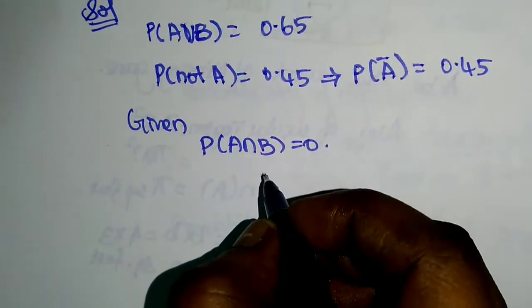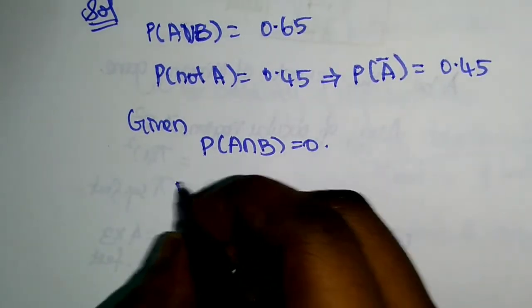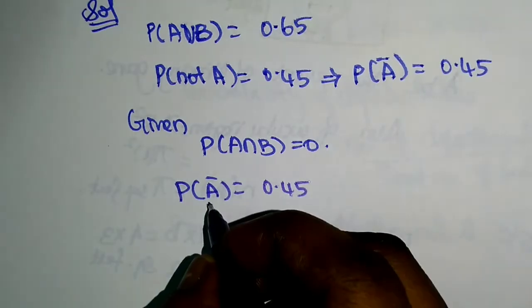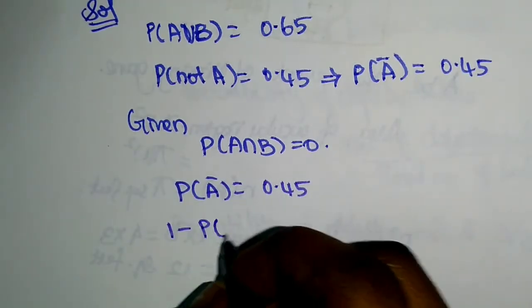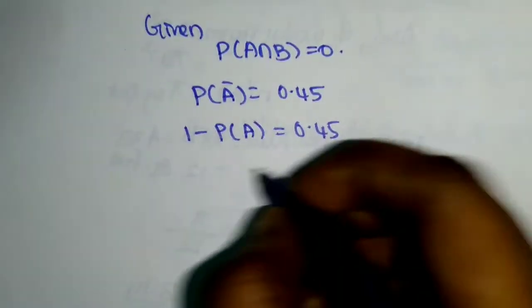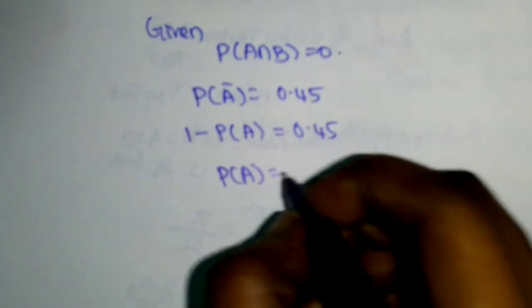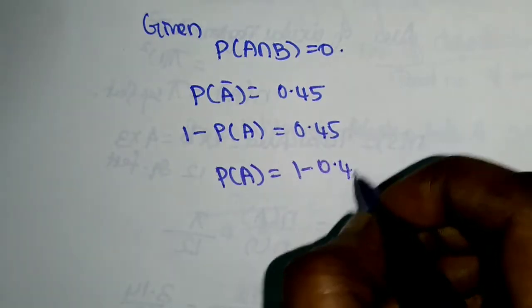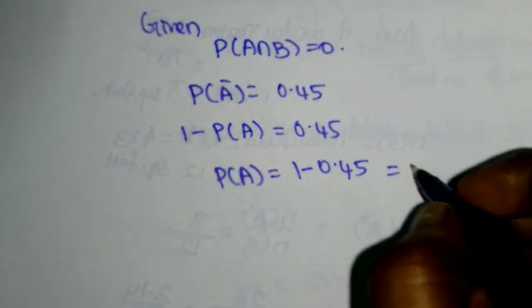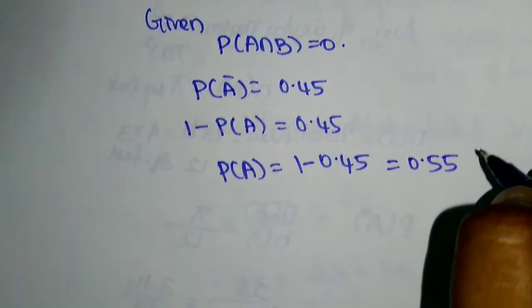So now we have to find P of A. Okay. So P of A bar is equal to 0.45. P of A bar can be written as 1 minus P of A. So P of A is equal to 1 minus 0.45. So P of A is equal to 0.55. Okay.